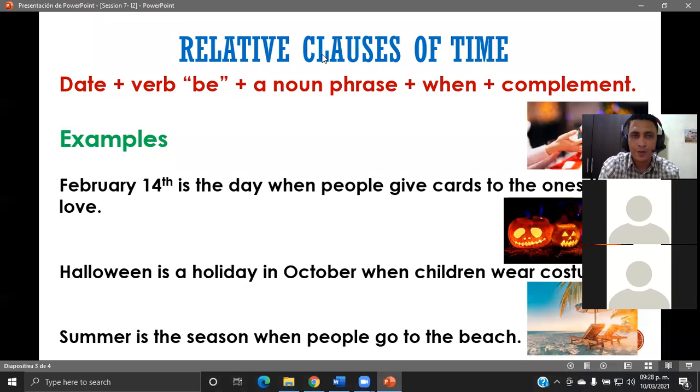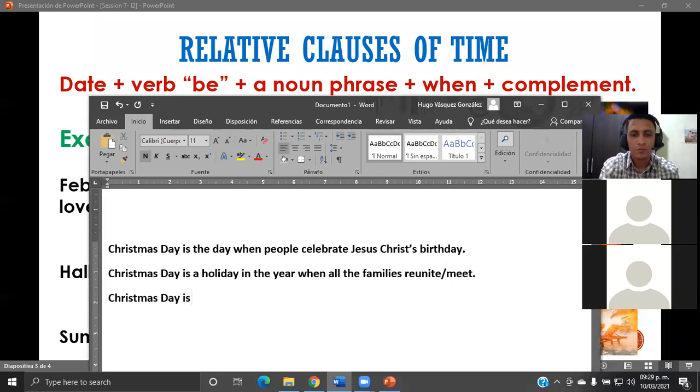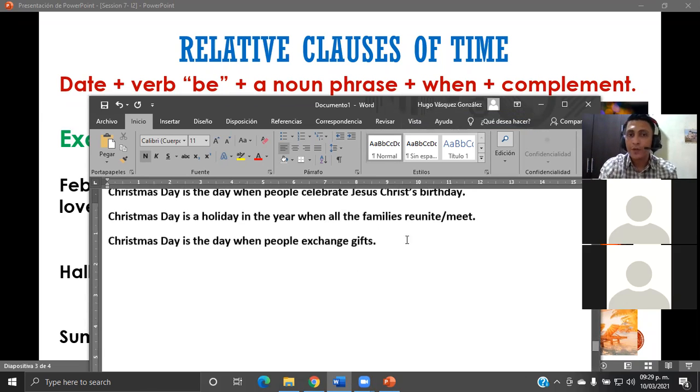Anybody else? Another person has another version. Christmas Day is when people exchange gifts. Okay. Maybe. It's okay. You're missing something before when. What is missing? Christmas Day is, you say when. You're missing something before when. The day. The day, yeah. When people exchange gifts. Yeah. Very good. Exactly. Perfect. You gave me some great ideas.